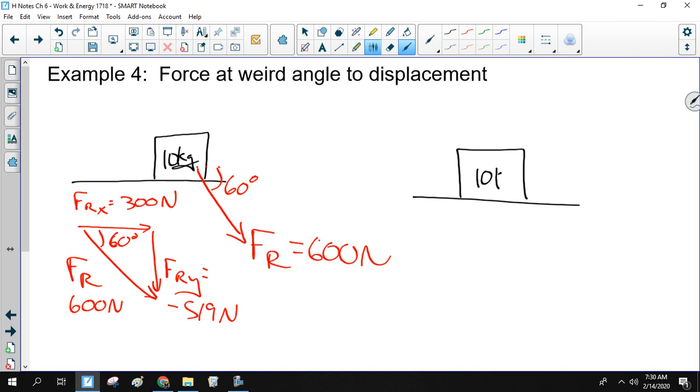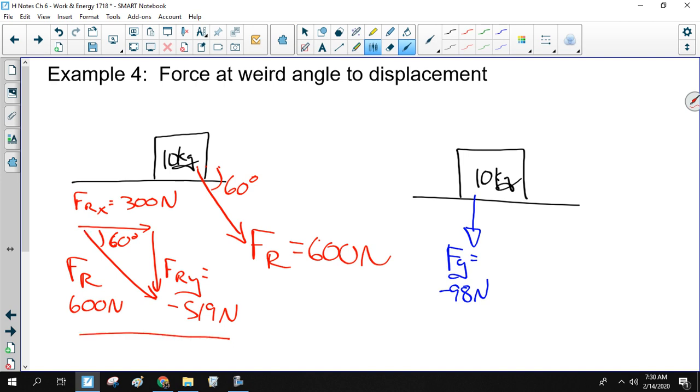10 kilograms. All right, so step 1, force of gravity. Force of gravity is going to end up being negative 98 newtons. All right. Step 2, any given forces. So that's force of Roy.